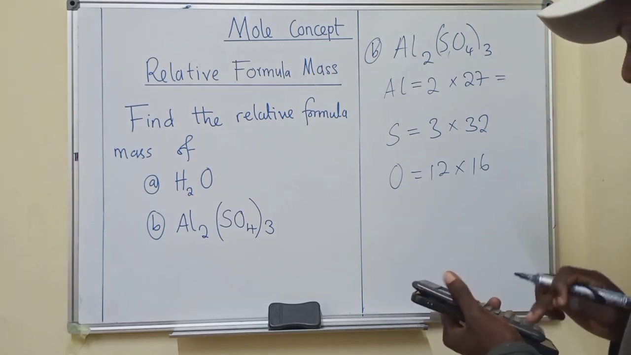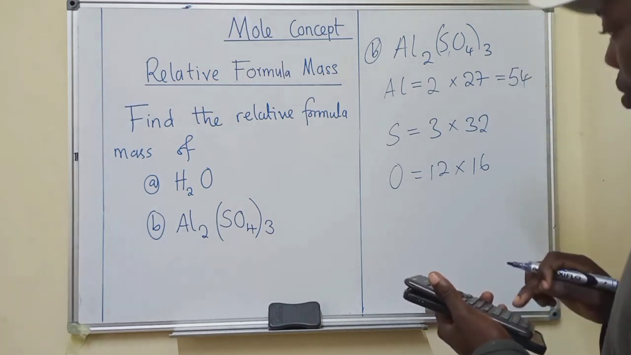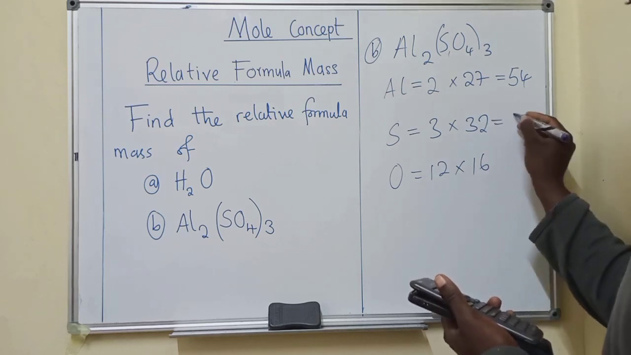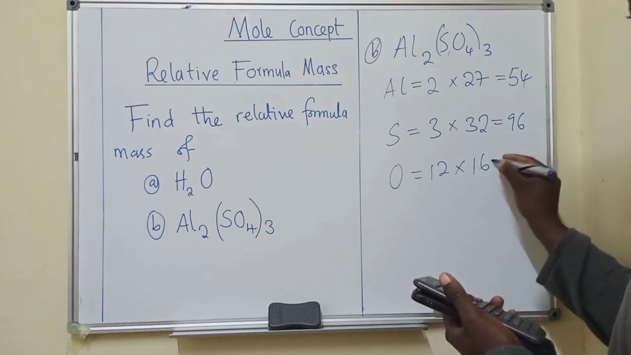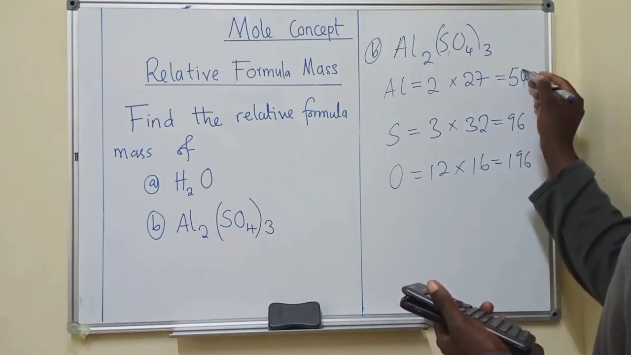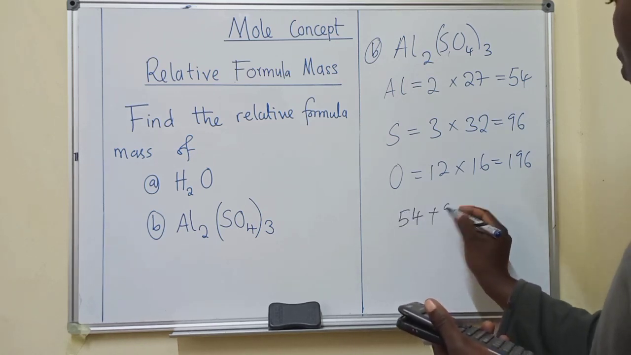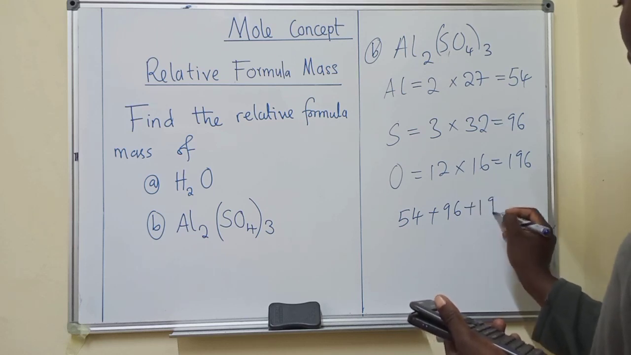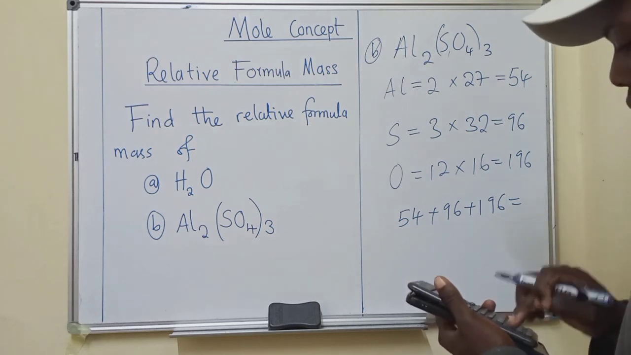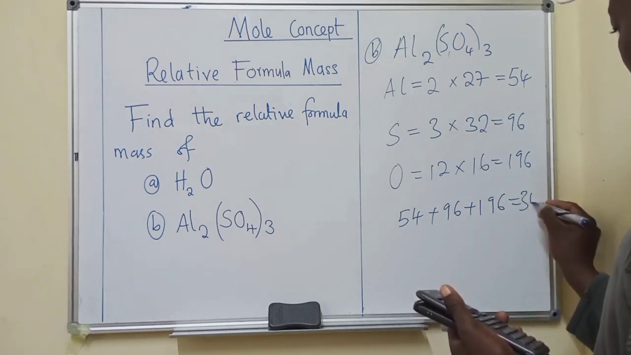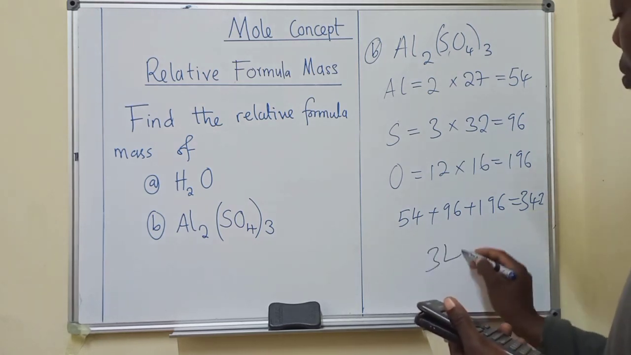So once you get this, multiply what is on top there. What is 27 times 2? That is 54. Then we go to 32 times 3, or 3 times 32, is 96. We go to 12 times 16. We're getting 192. So now get these numbers, add them. 54 plus 96 plus 192. What are we getting? We're getting 342. So our relative formula mass is 342.